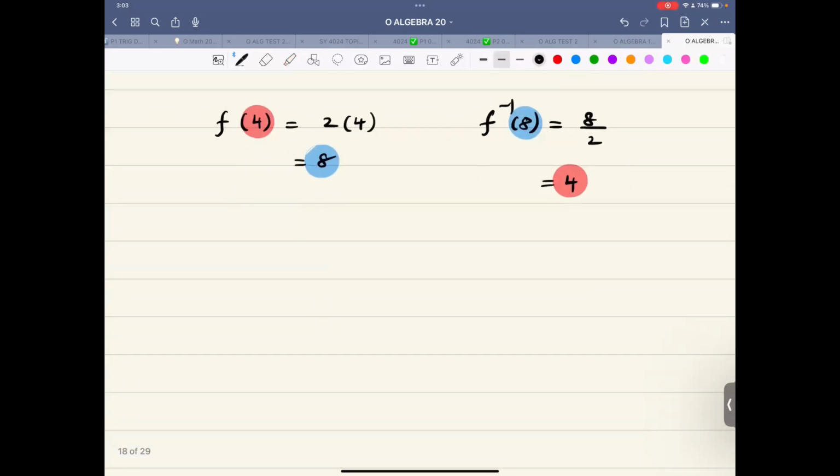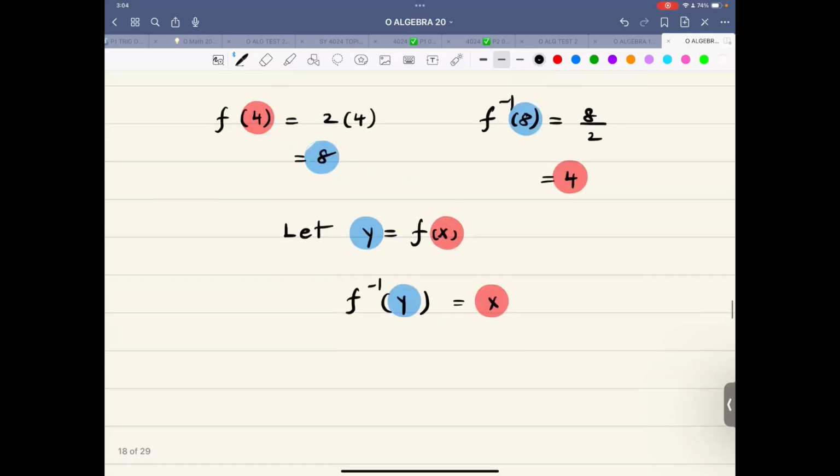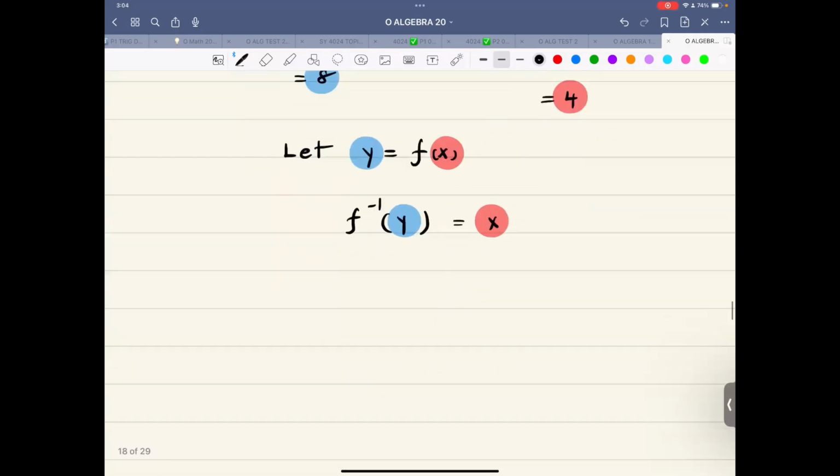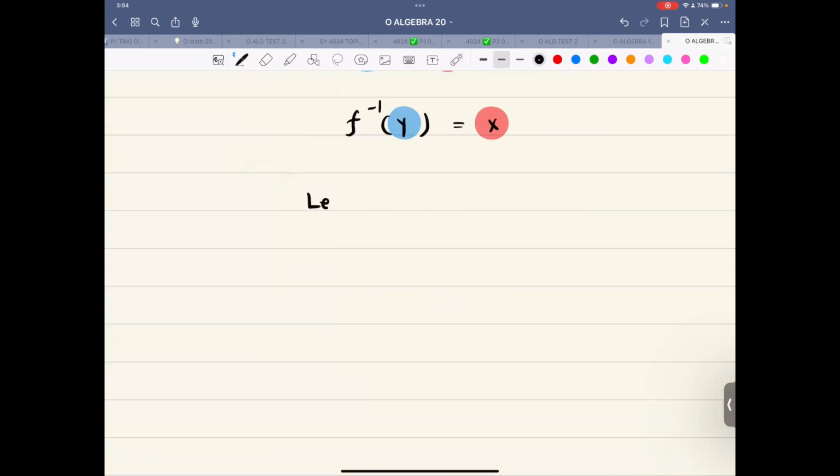So now, instead of 4, let me write, let y equal f(x). Therefore, this one is the input. This one is the output. That means in the inverse, what should be true? In the inverse, if I plug in y, I should recover back the x. So now, can I use this to find this expression even though it's very basic? Of course I can. Let y equal f(x).